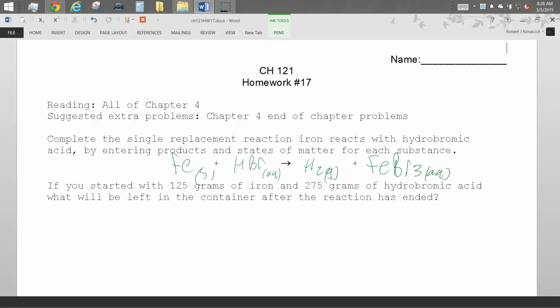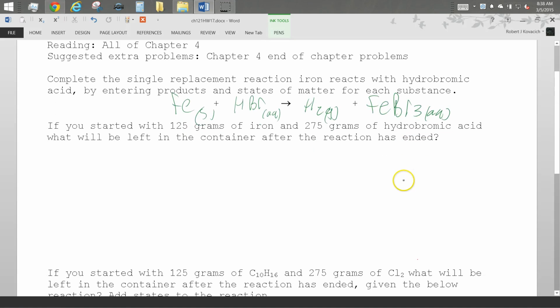Okay. So I start off with 125 grams and 175 grams. What's going to be left? Oh, we're not finished with the one up top. What do we need to do? Going to need to balance that, right? So what do you want to put? Two in front of the HBr, the hydrobromic acid. If I put a 2 there, my H's are balanced, but my Br's are not. We see that? So I'm going to get rid of that too.